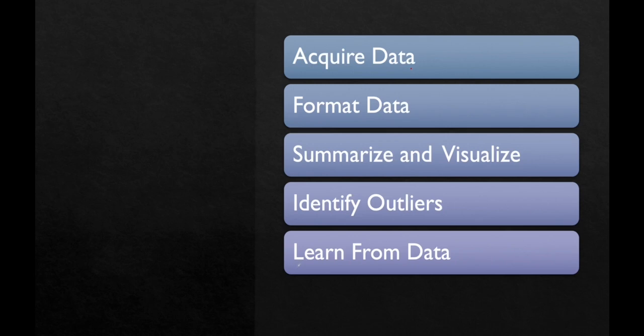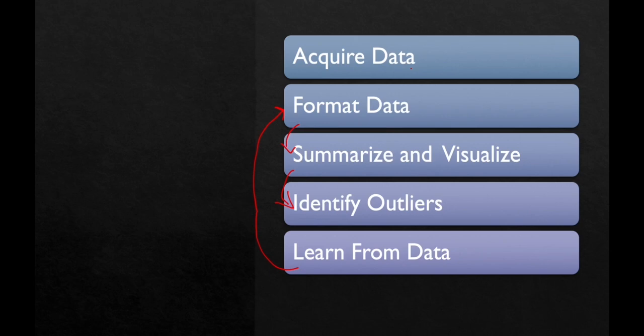Now, you probably will have to maybe repeat these steps, right? Because once you learn, you might realize you don't have good data, and you might have to fix something and go through these steps again. Maybe you have outliers, right? So this process can be iterative, right?